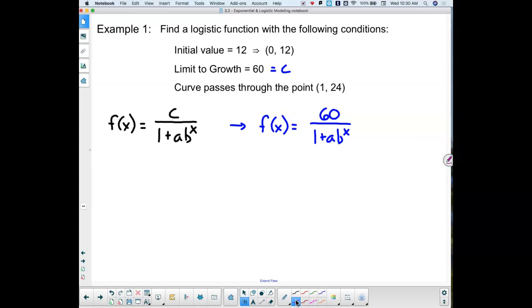I'm going to plug in 12 here for f of x. And I'm going to plug in what? And 0 for x. B to the 0 power is 1, times A. 1 plus A, right? Okay, so that's just still 1 plus A. So this is 12 here equals 60 over 1 plus A.